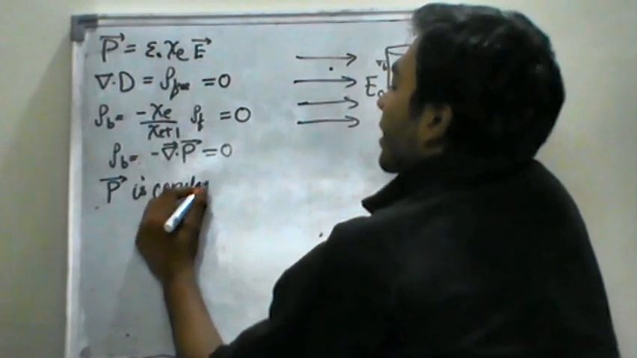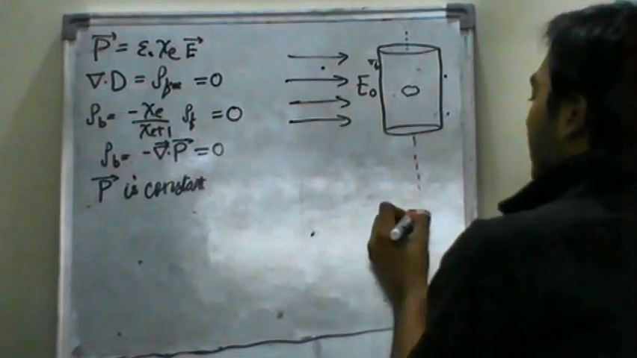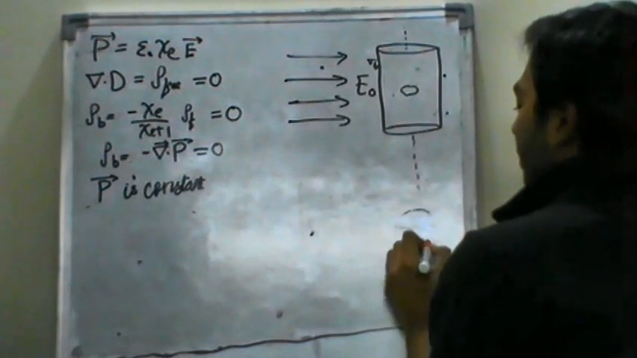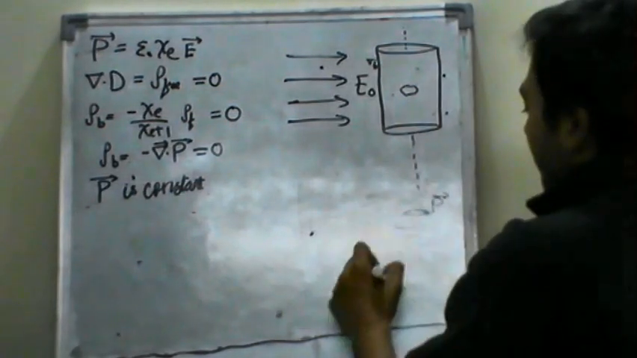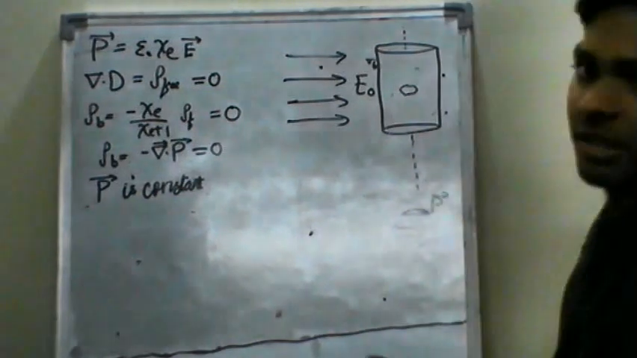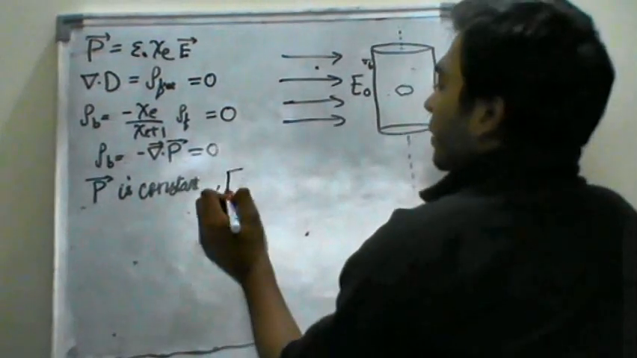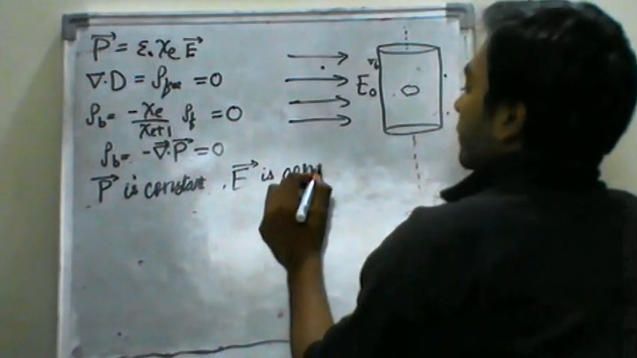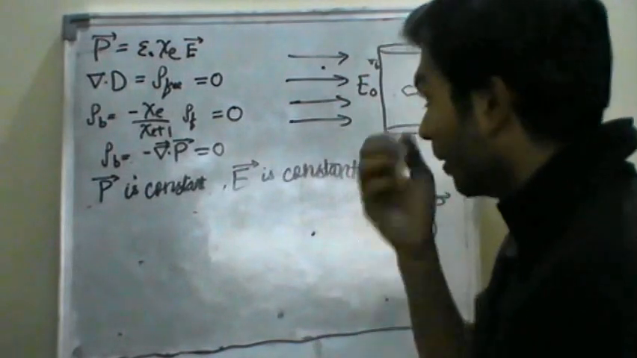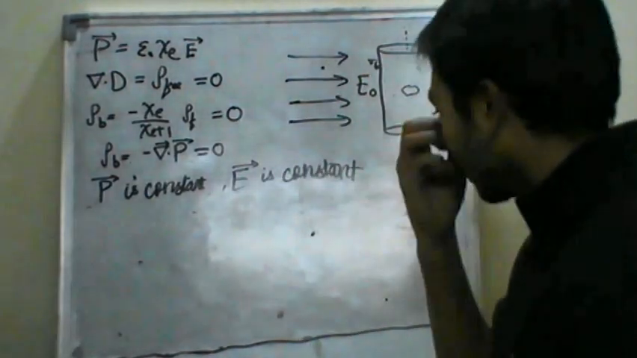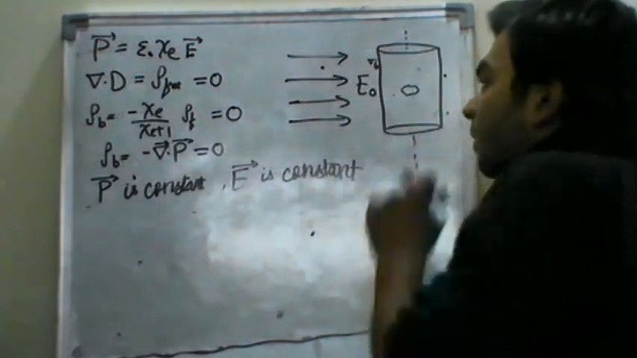Note, I am not saying P is radial, I mean P is constant. So if I take the top view, this is the cross section, this will be your polarization, vector P. It is not radial like this, it is not radial, it is constant, the vector is constant. Now since P is constant and it's proportional to E, E is also constant. So what we know now is that E at all points is the same.